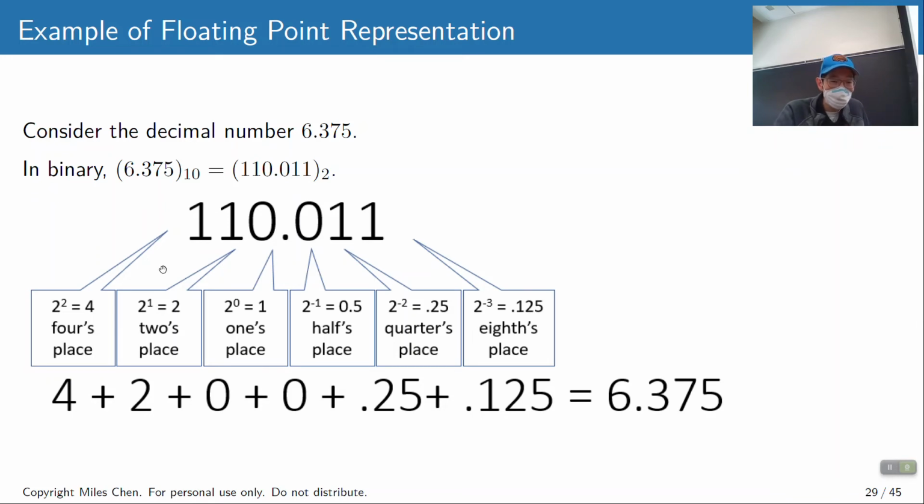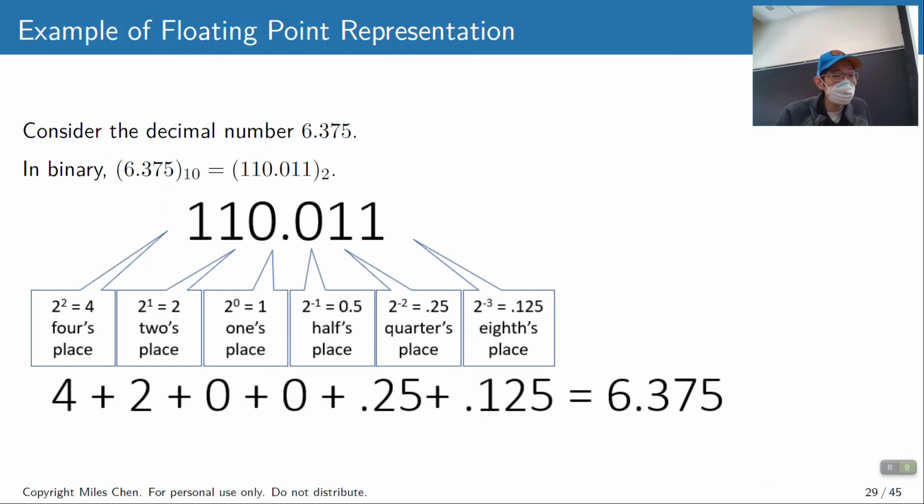The 6 would be 110: 1 in the 4's place, 1 in the 2's place, and 0 in the 1's place. So 110 makes 6. And then the 3/8 would be 0.011: 0 in the halves place, 1 in the quarters place, and 1 in the 8's place. The quarter is 0.25, and the 8th is 0.125. And so this becomes 6.375.